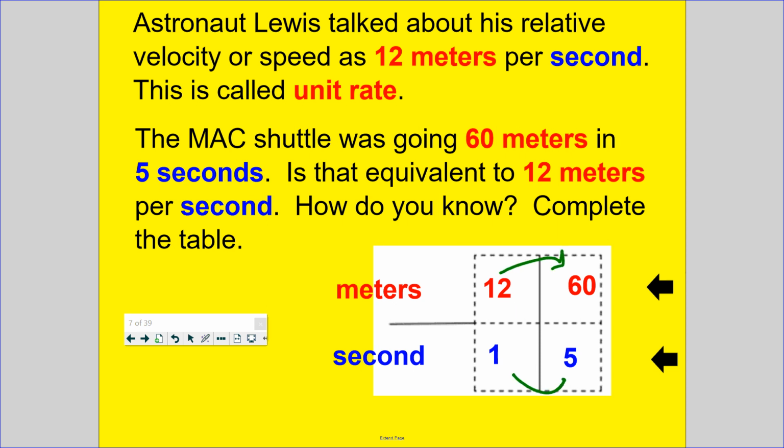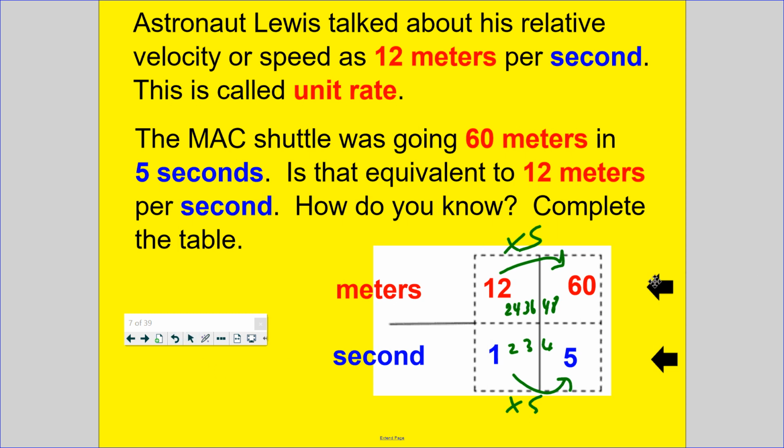What is the relationship between 12 meters and 60 meters? 12 times 5. 1 second to 5 seconds, times 5. There is a relationship. So you could even make a chart. In 2 seconds, he goes 24 meters. In 3 seconds, he goes 36 meters. In 4 seconds, he goes 48 meters. In 5 seconds, he goes 60 meters.